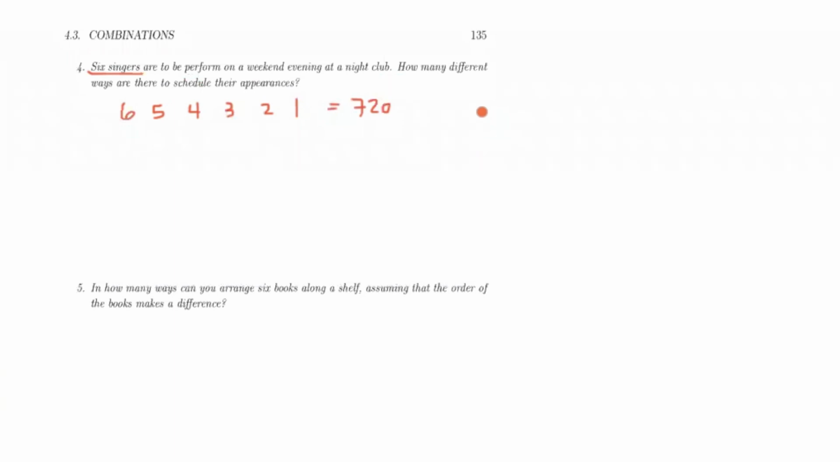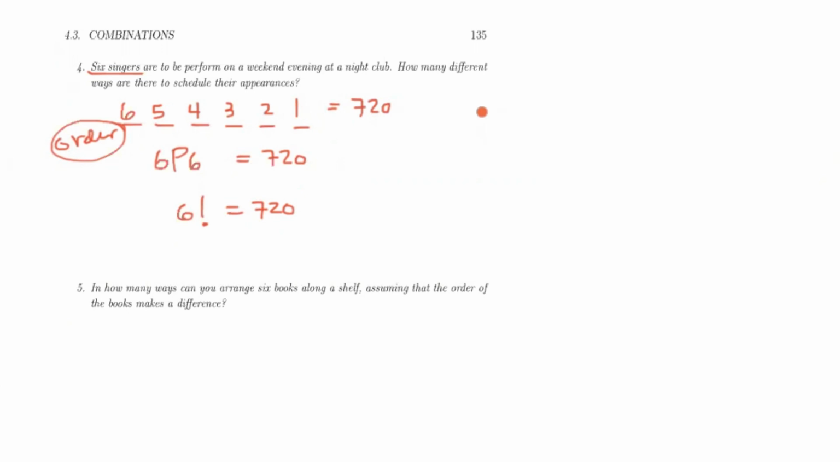So it is a permutation, order matters. 6 singers, we have 6 choices, 720. 1, 2, 3, 4, 5, 6, order matters, or we can say 6 factorial, that's also 720. As I said, with permutation we have many ways to do it. Okay, let's look at number 5. Thomas, have you thought of number 5? No, okay, that's fine.